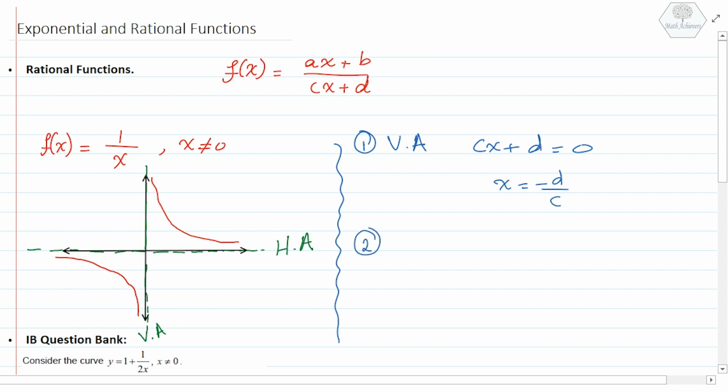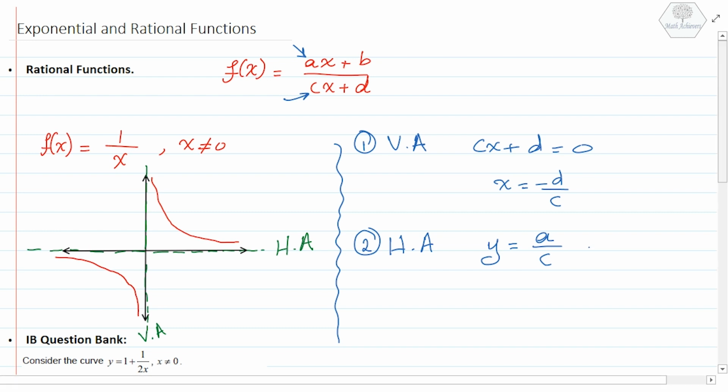Now, for the horizontal asymptote, simply the equation of the horizontal asymptote equals the coefficient of x in the numerator divided by the coefficient of x in the denominator. So the equation of the horizontal asymptote is simply y equals a over c. If there is no x in the numerator, then I substitute 0 instead of a, and 0 over anything will give me 0.